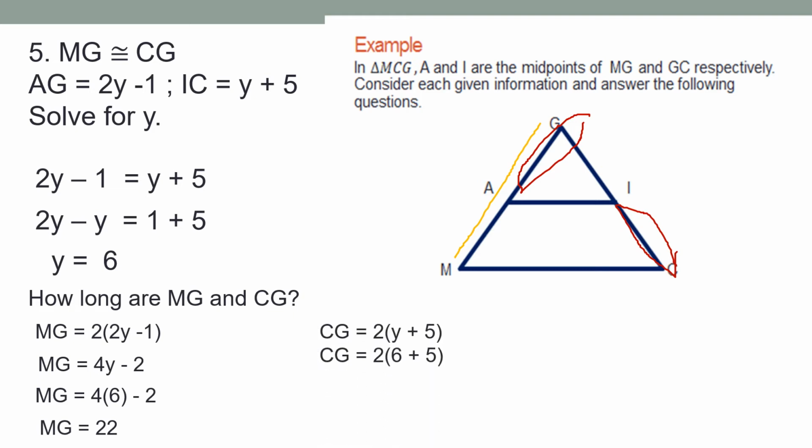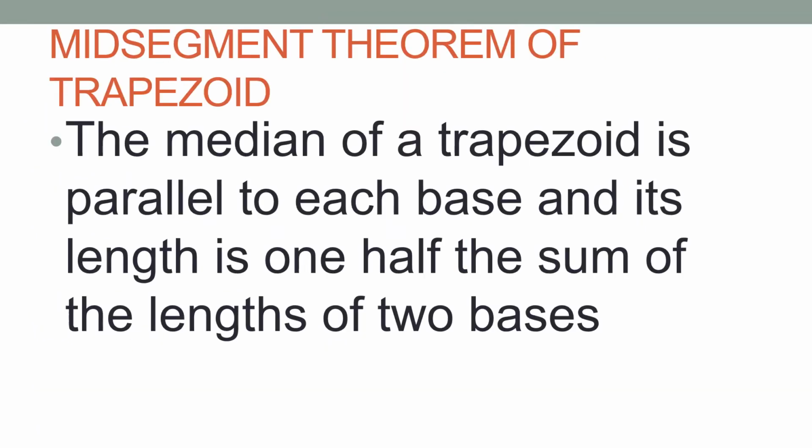CG is equal to 2 times quantity y plus 5. 2 times 6 plus 5. 2 times 11, 22. CG is equal to 22 units. Now let us proceed to the mid-segment theorem of trapezoid.